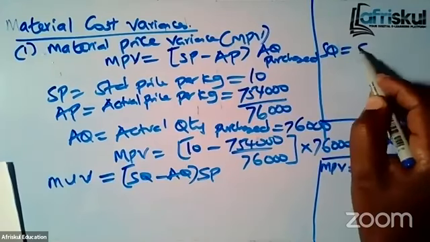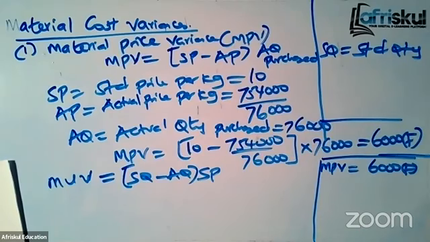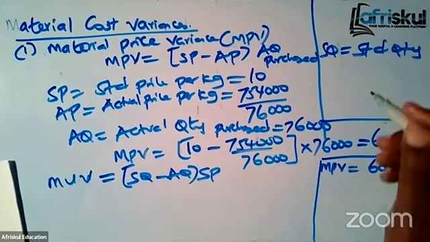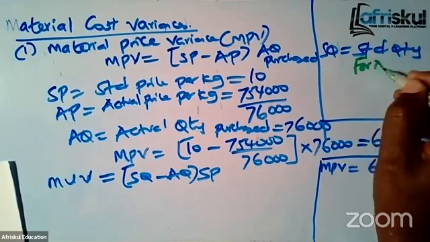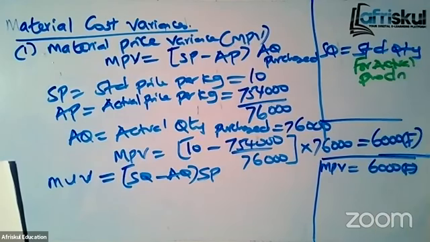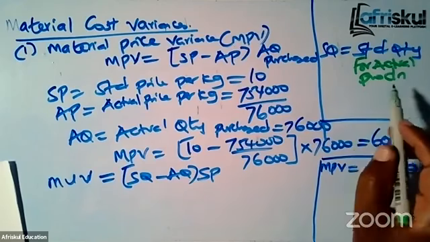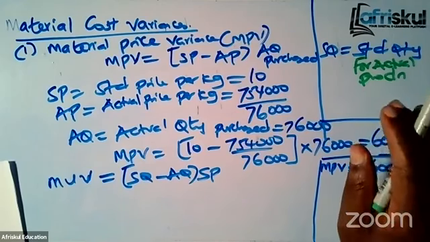Capital SQ stands for standard quantity for actual production. Standard quantity for actual production. Please underscore the words actual production.